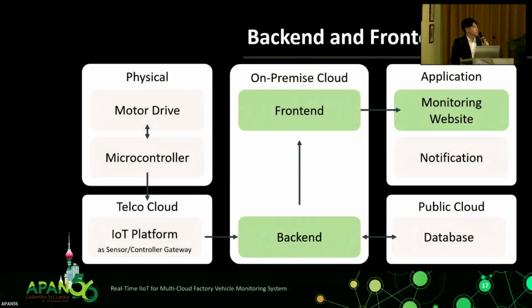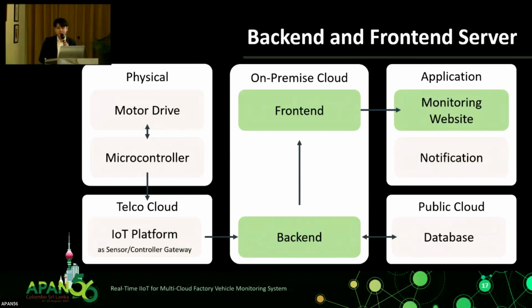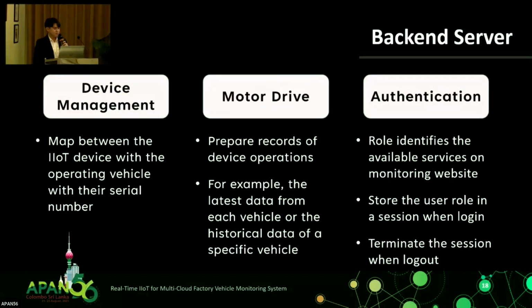The last part is the visualization. We design a backend and front end to view the record of each vehicle. The key responsibility of the backend server is, first, device management. Since the IoT system that we design and the vehicles are separable, we have to map each IoT device and each vehicle together, so that we know which system we are using with which vehicle. And for the motor drive, we will prepare records such as the latest data or the historical record of each vehicle. And the authentication part: we will have a role for each user in the monitoring website that will identify the available services that they can use.